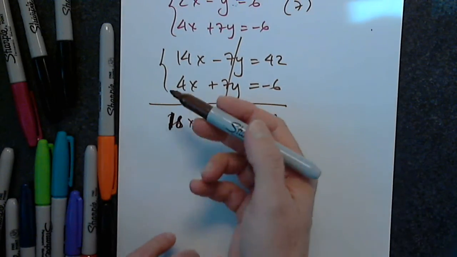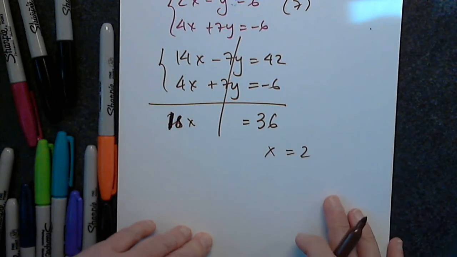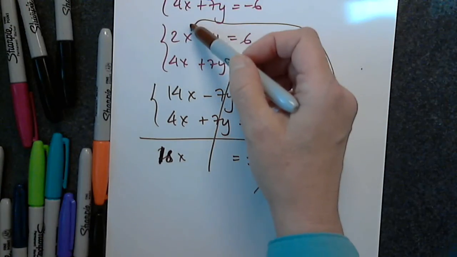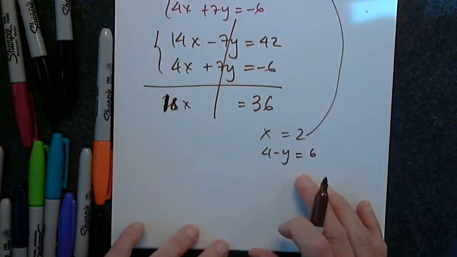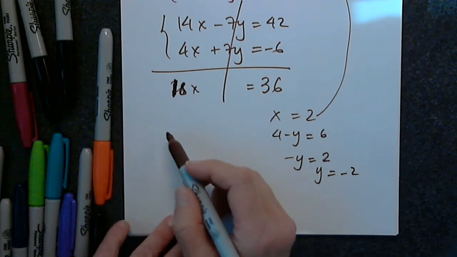Okay, so I was just looking at it, and x equals 2. So if x is 2, that's good, but it's not good enough. I'll go back here, and then I get 4 minus y equals 6. So then negative y equals 2, or y equals negative 2.